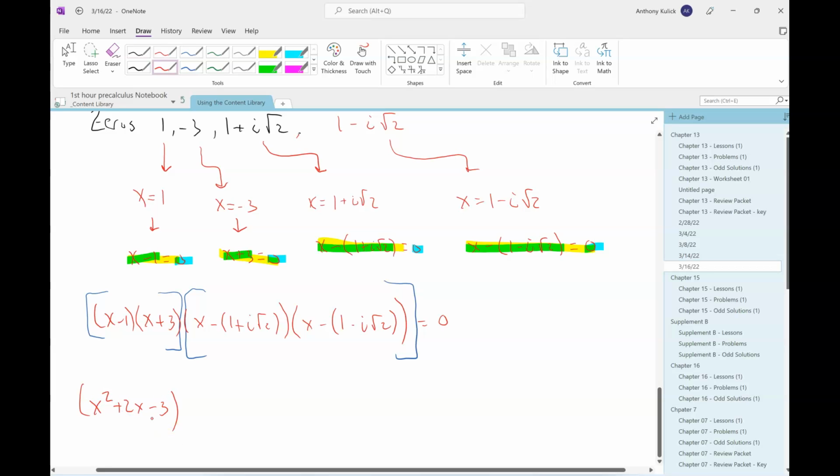So I did that first foiling there quickly in my head. I hope everybody's okay with that. You could FOIL it out on your own to double check that. The next one, though, I'm going to go slowly through so you guys can see what I'm doing, because it gets a little bit complicated here.